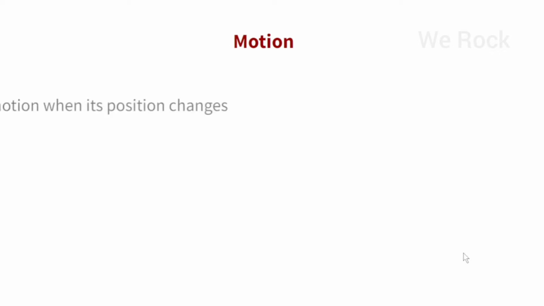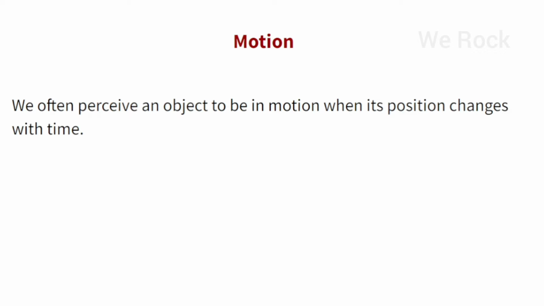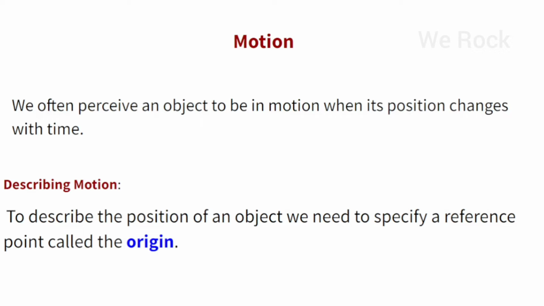In this video, I'll share some important points from the chapter Motion. We often perceive an object to be in motion when its position changes with time. Describing motion. To describe the position of an object, we need to specify a reference point called the origin.